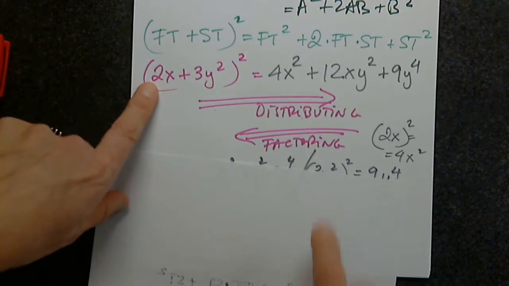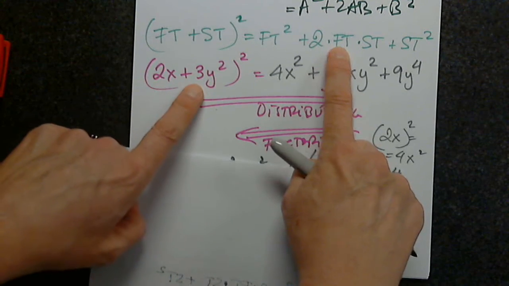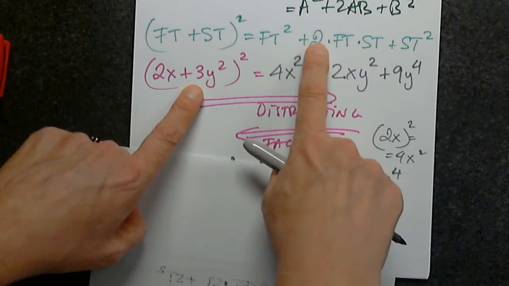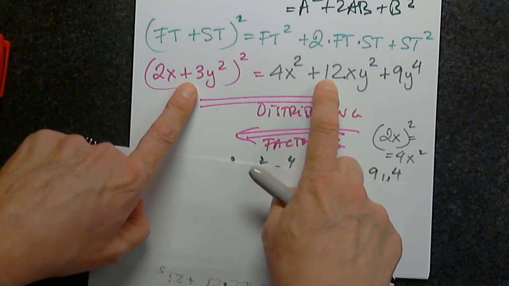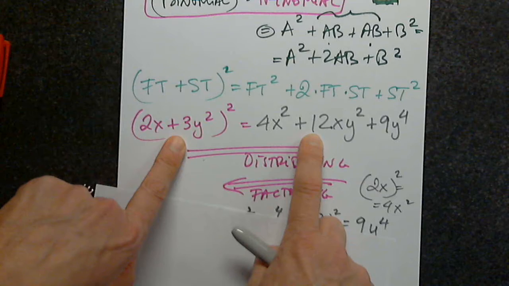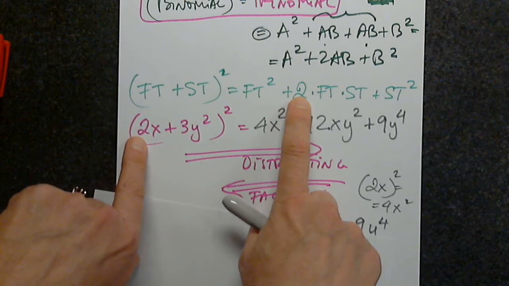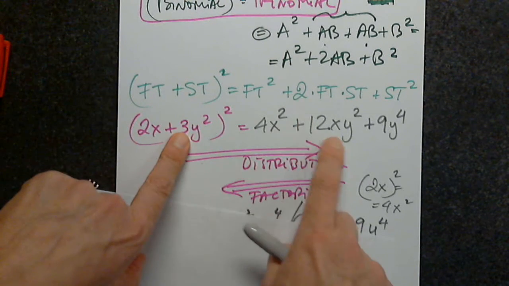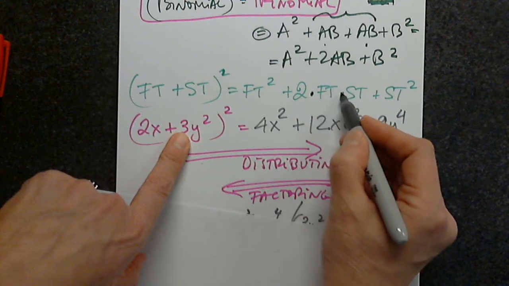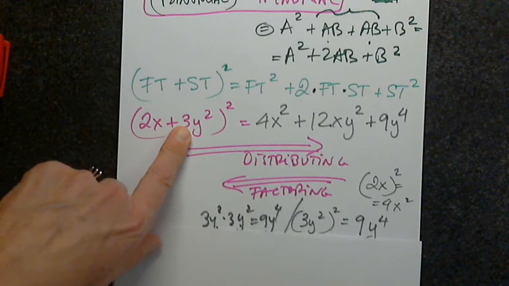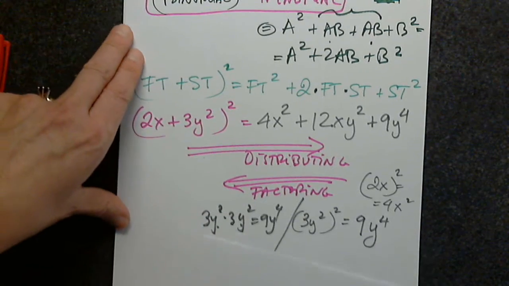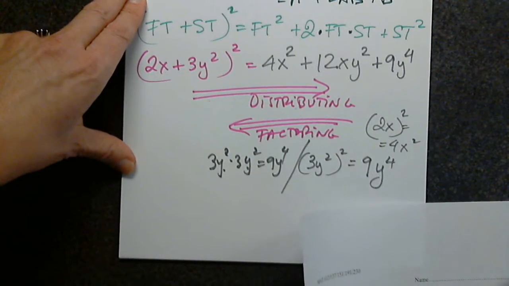2 times 2 times 3. 2 times 2 is 4. 4 times 3 is 12. We can't see where you're tapping. It's all multiplied. The 2 is always multiplied. Is that better?